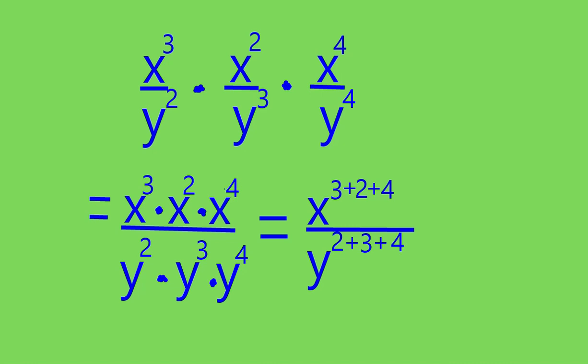Adding the powers for x we get 9. And adding the powers for y, we also get 9. So we ended up with x raised to the power of 9 over y raised to the power of 9.